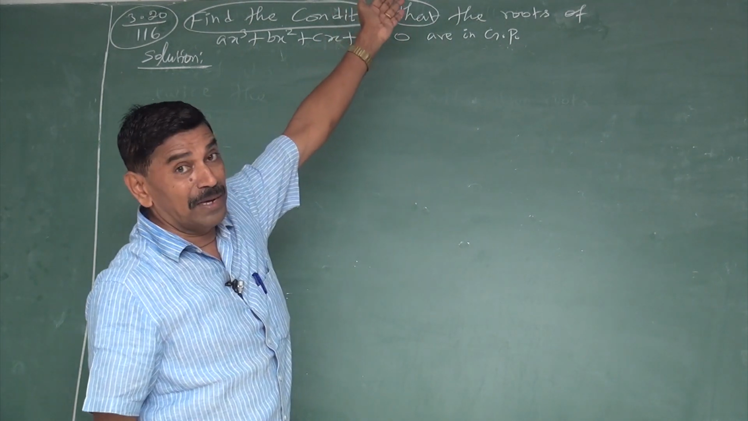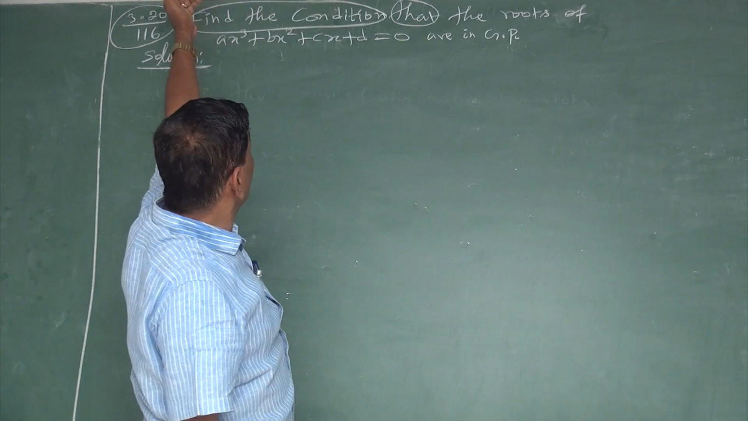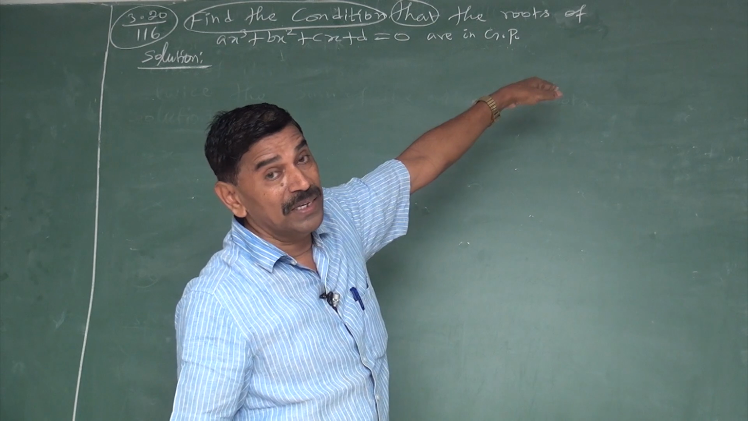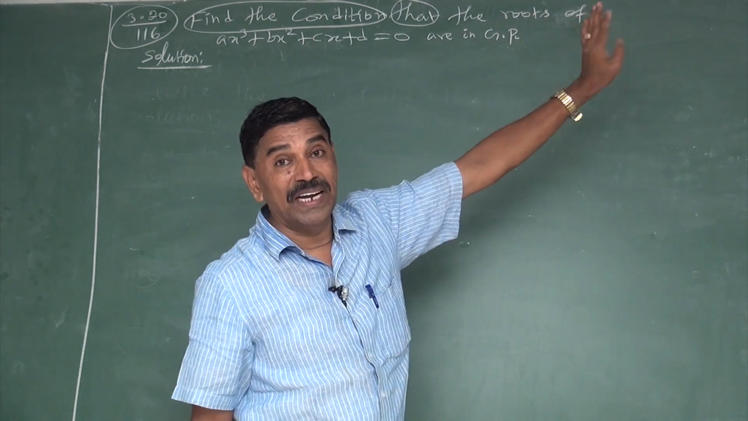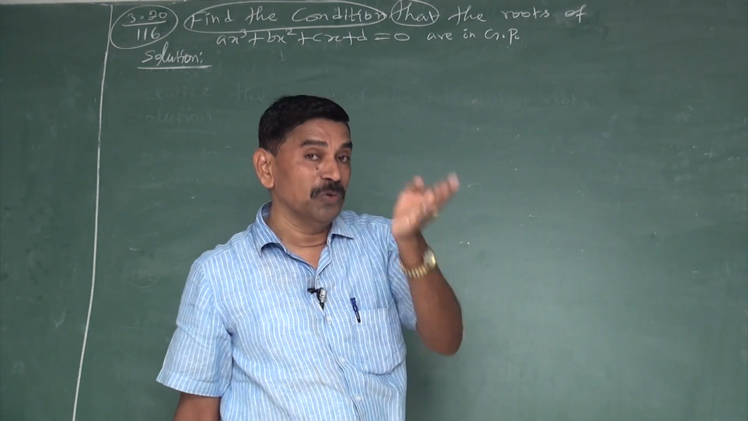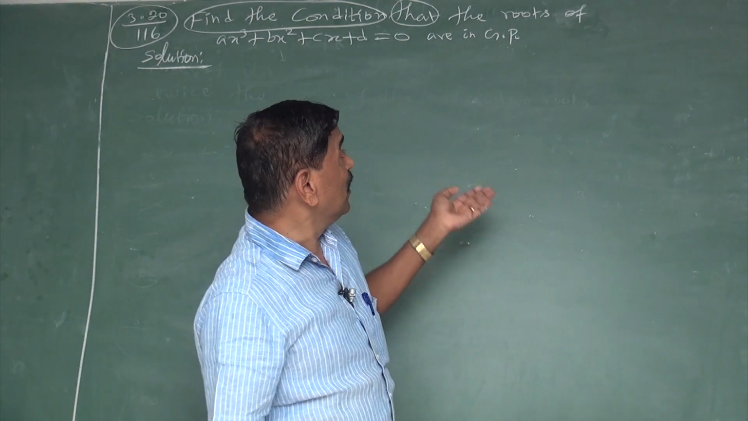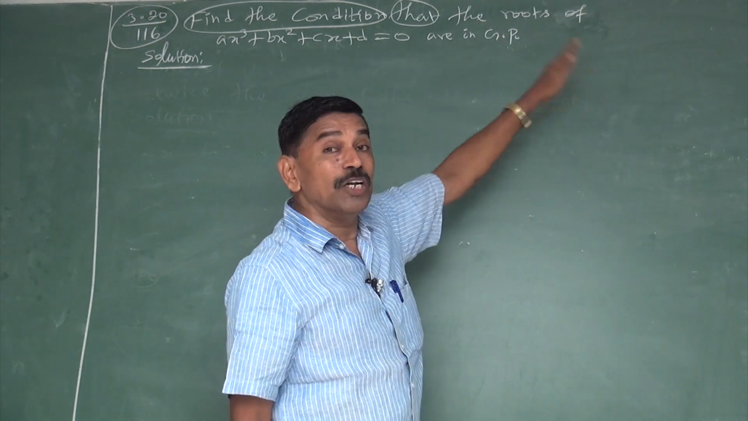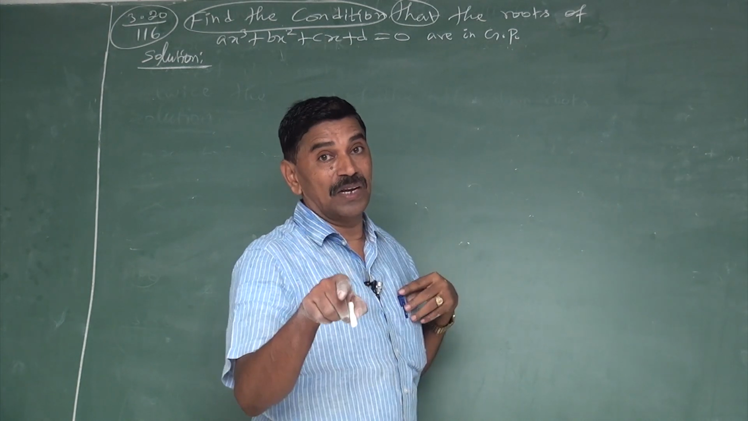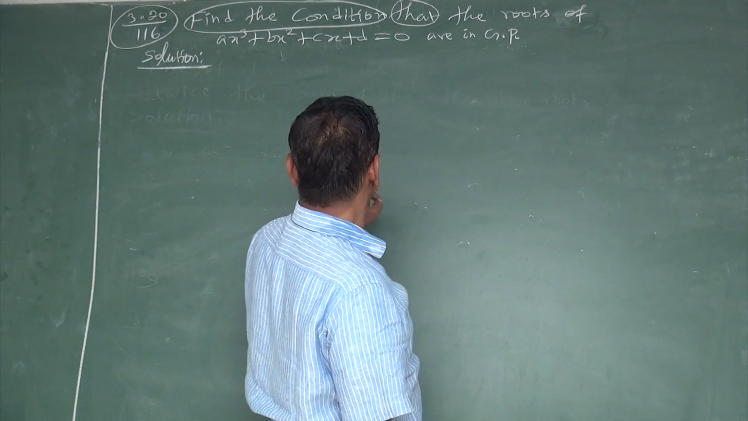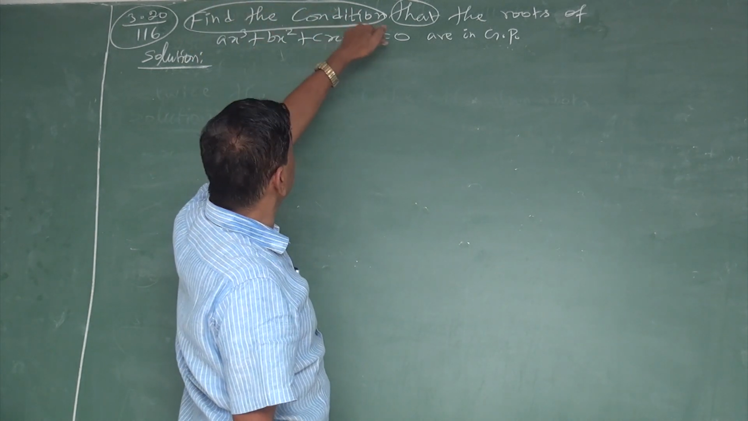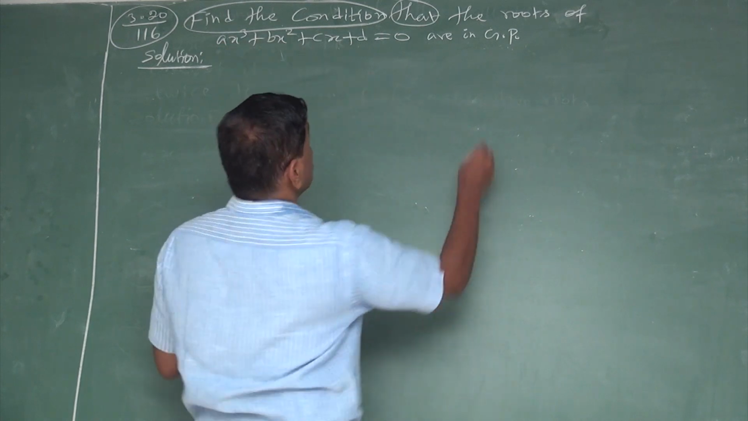Before, we completed questions like: solve the equation if the roots are in AP, solve the equation if the roots are in GP, solve the equation if two of its roots vanish, solve the equation if the product of two of the roots is 1, solve the equation if one root is twice the sum of the other two. Those conditional questions we completed already. But here we want to find a condition, that is, find the condition that the roots of a cubic equation are in GP.